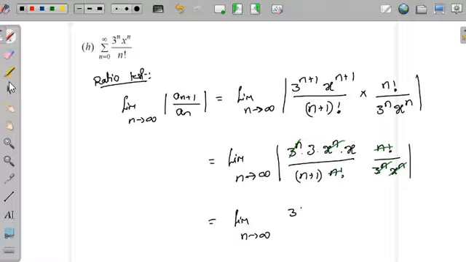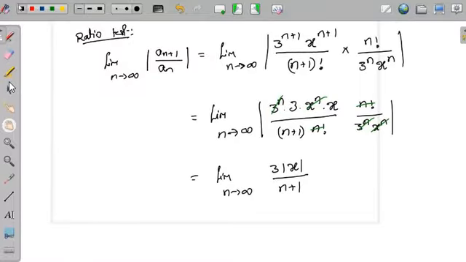We have 3 times mod x divided by n plus 1. Okay, so this is what we have, right? Now what is its limit, whatever may be the value of x? For this one you can rewrite it like this: 3 times mod x you can keep, and limit n goes to infinity, you'll have 1 over n plus 1.